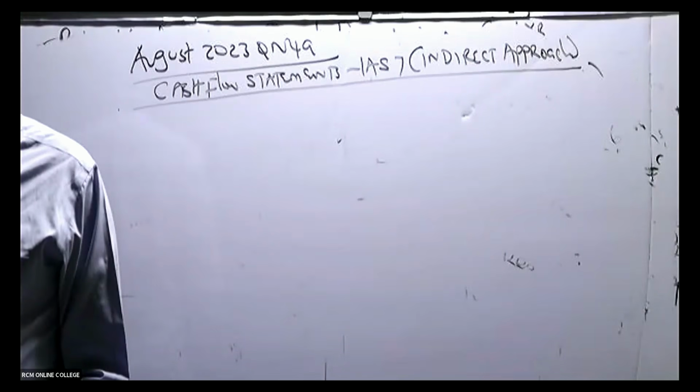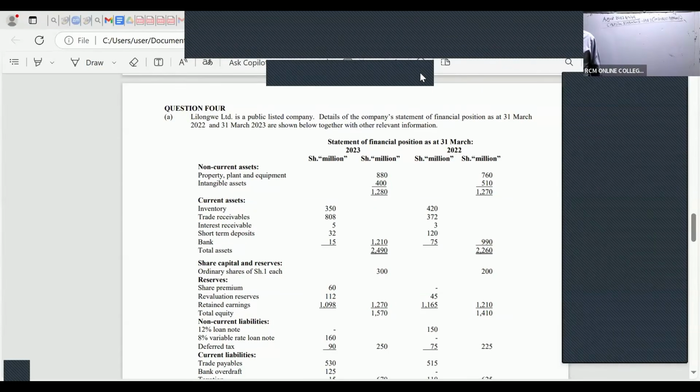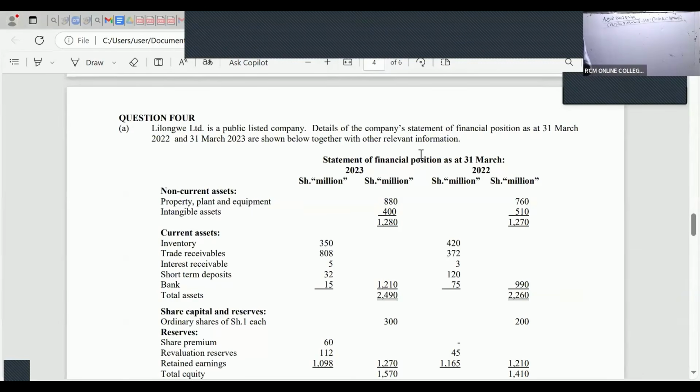Okay. So welcome to today's session. We are looking at cash flow statement, IAS 7. And specifically, we are looking at this particular question, which was quite an interesting question. So many students were not able to answer this question totally. So we are told here, Lilongwe, so this is August 2023, question number 4A.